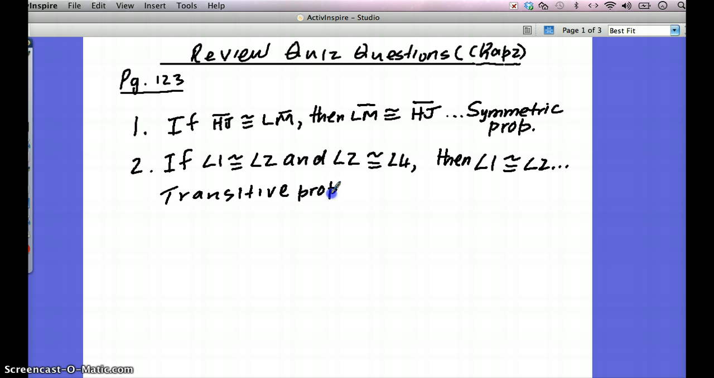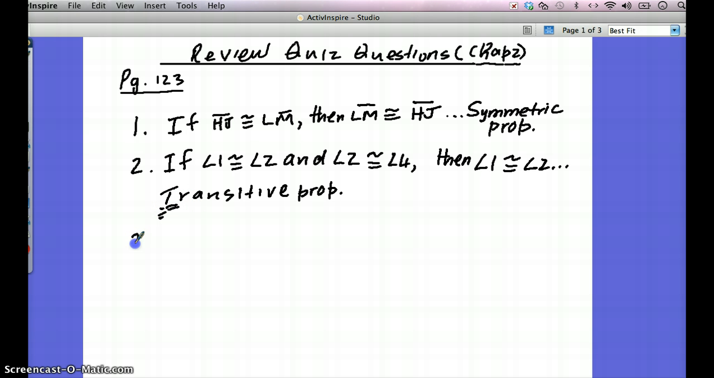And here's a way you could remember this. When you've got 3 items involved, angle 1, angle 2, and angle 4, then that's a transitive property, okay? 3 items or 3 entities involved, like the Father, the Son, and the Spirit, that's the transitive. People talk about the Trinity as well, the transitive property.